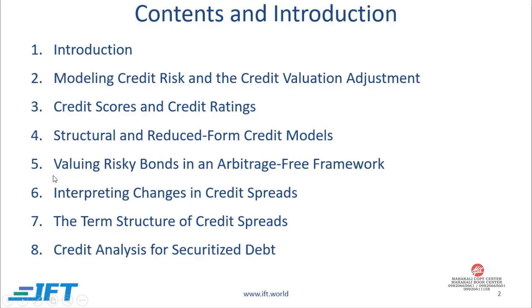Then Section 5 focuses on valuing risky bonds in an arbitrage-free framework. So this section builds on what we do in Section 2. In Section 2, we assume an interest rate environment where interest rates are not changing and we have a flat yield curve. Whereas in Section 5, we now assume that interest rates are volatile and we also assume an upward sloping yield curve. So this really builds on the material from Section 2.